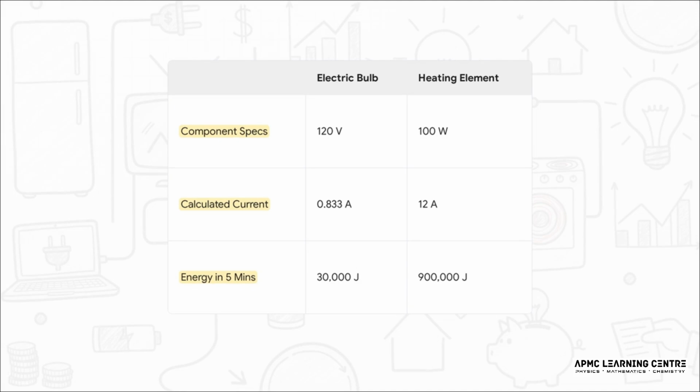Now let's see this in action, because this is where it gets interesting. Look at this comparison between a regular light bulb and a big heating element. The bulb, right, it sips electricity, using just 30,000 joules in 5 minutes. But the heating element, whoa, it pulls way more current and chews through a staggering 900,000 joules in the exact same amount of time. That's 30 times more energy. It really shows you the massive difference in power these devices demand.